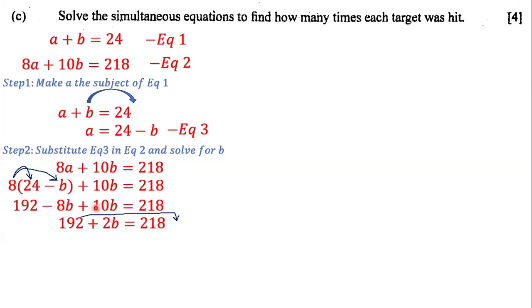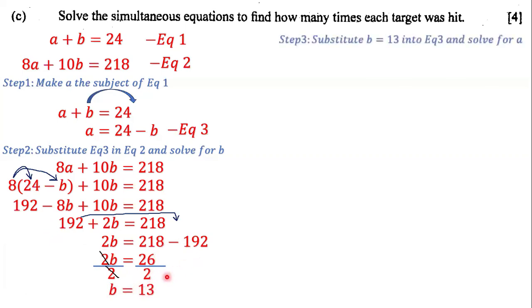The next step is to take this 192 and send it over the equal sign, because we're trying to solve for B. And so we have 2B is equal to 218 minus 192. When we perform the subtraction, we have 2B is equal to 26. Next, we need to divide both sides of this equation by 2, the coefficient of B. We cancel this 2 with this 2, and we're left with simply B is equal to 26 divided by 2. And so B is equal to 13.